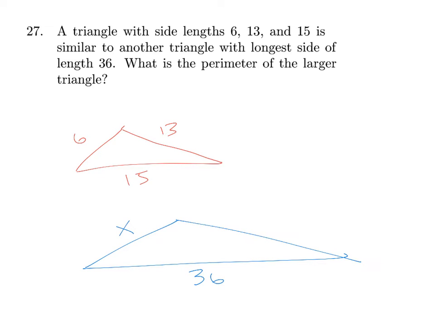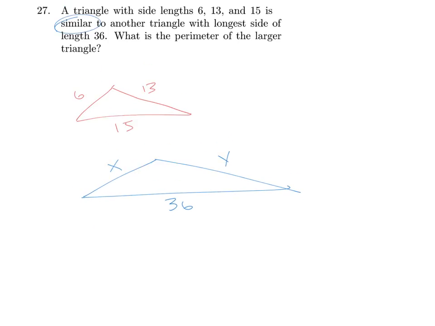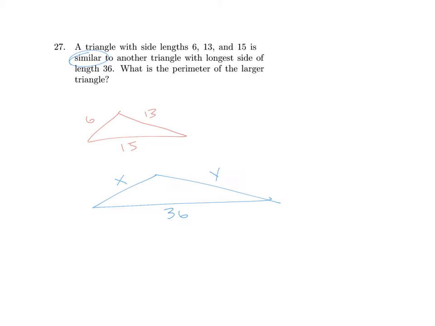So I'll call this x and I'll call this y. Now, they used the key word in this problem. They said they're similar. So if they're similar, then I could set up a proportion. This is the longest side, 15. This is the longest side to the bigger triangle, 36. So now I take 6 here, and that corresponds to the smallest side here, which is x, and I could solve for x.